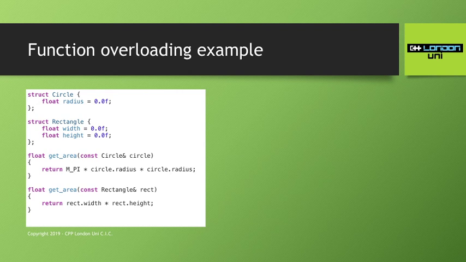And what we can also do is write another function called getArea, and this time we take a const reference to a rectangle. And the formula for the area of a rectangle is just the width times the height, if it's axis aligned, which we assume it is. So now we've got two functions, both called getArea, but with different parameter types. One takes a const reference to a circle, another takes a const reference to a rectangle. So these two functions don't conflict.